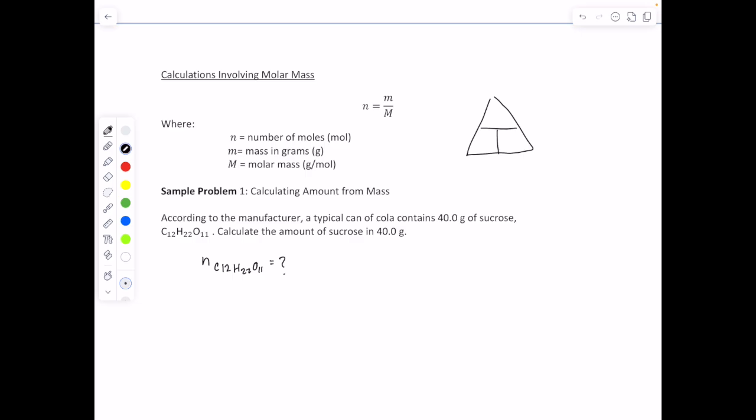So we can write the equation number of moles equals mass divided by molar mass in an equation triangle, where this horizontal line means divided by and this vertical line means multiplied by. So the number of moles, we're going to find it. Number of moles is equal to mass divided by molar mass. We have a mass of 40.0 grams. What we need to find is the molar mass of sucrose.